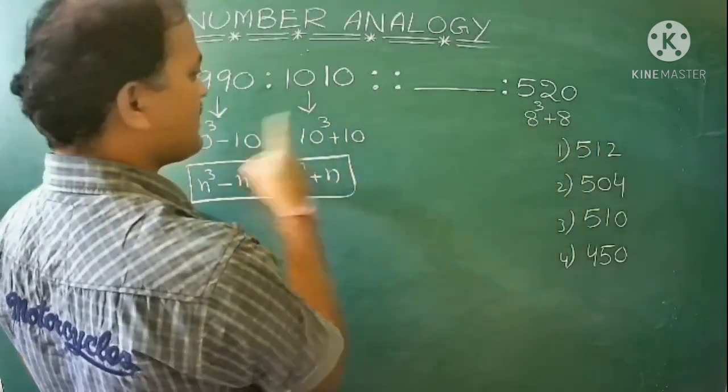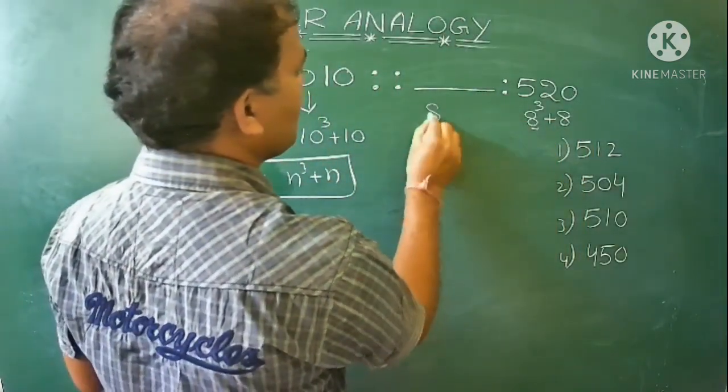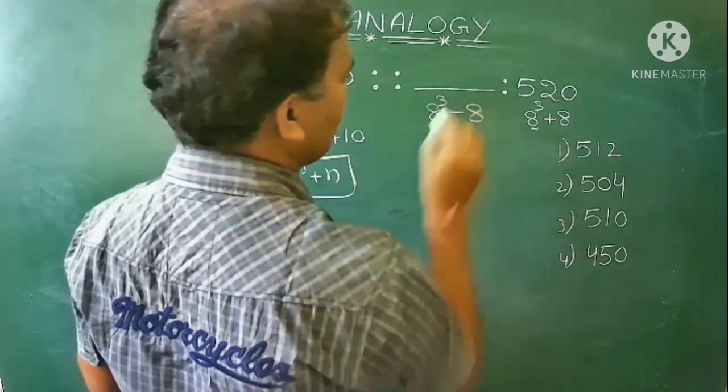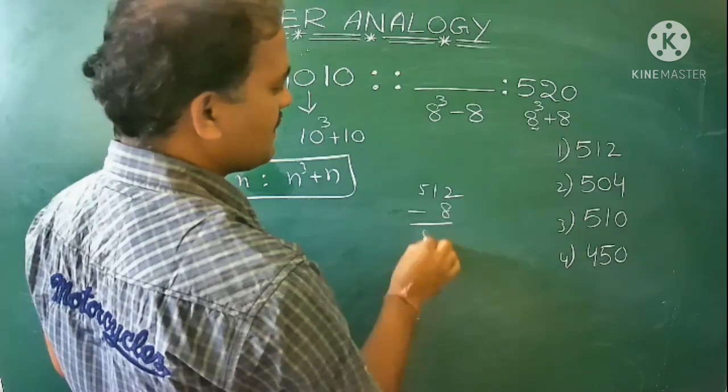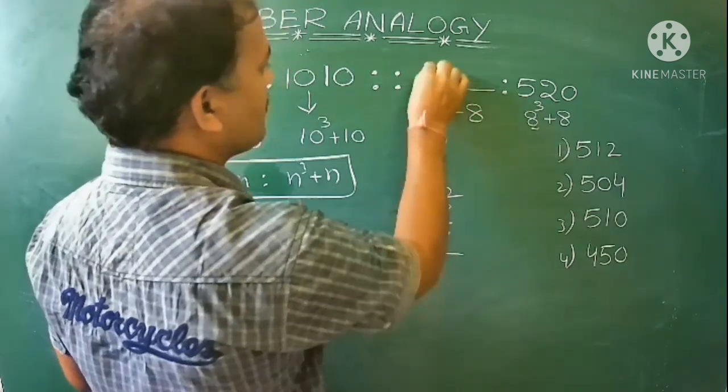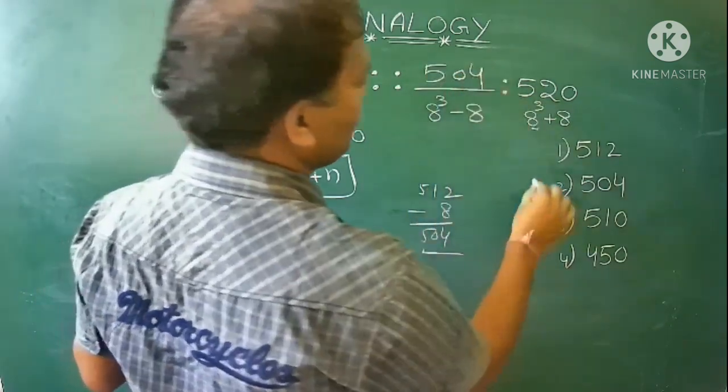Suppose if it is in the same logic, 8 cube minus 8 I want. So 8 cube is nothing but 512. So minus 8 is nothing but 504. So that answer will be 504, option 2. So first of all you need to observe.